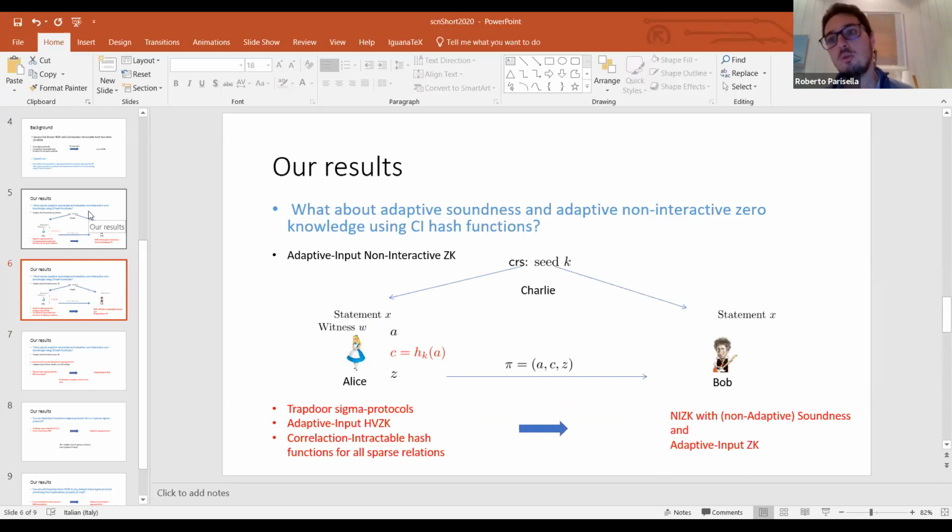So if you use a family of correlation intractable hash functions that has statistical security, and if the adaptive input honest verifier zero knowledge property is statistically secure, and also if the trapdoor honest property is statistically secure, then I think you can obtain statistical security. Okay, great.